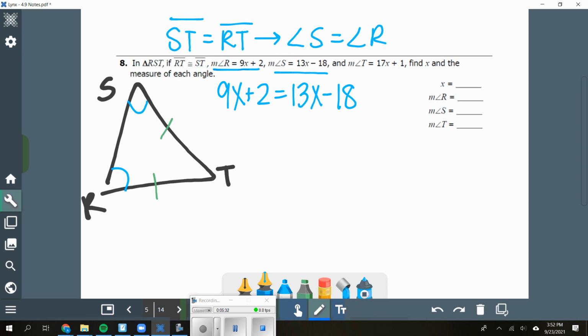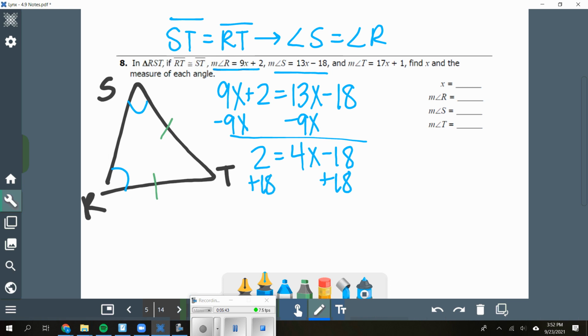Alright, so I'm going to minus my 9x first. 2 equals 4x minus 18. Add 18. 20 equals 4x. So divide by 4, and x is equal to 5.